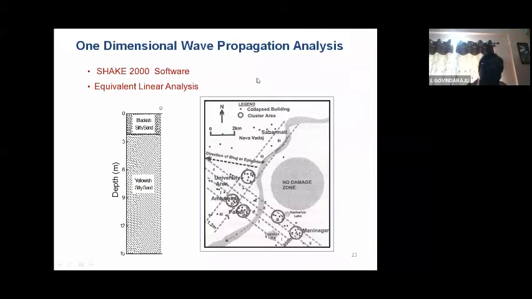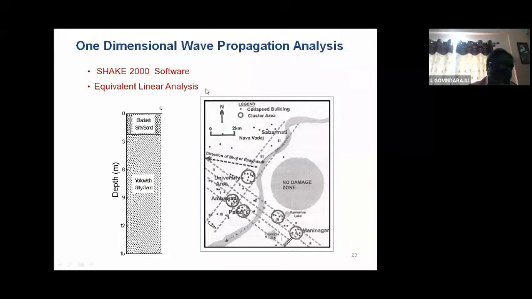in order to find out the natural frequency of the ground, because when the wave propagates from the deepest point, by the time it reaches the ground surface, the frequency content gets modified. So we wanted to know the natural frequency of this particular ground. We carried out this analysis using one-dimensional wave propagation analysis with the software SHAKE2000, and the method of analysis is equivalent linear analysis.